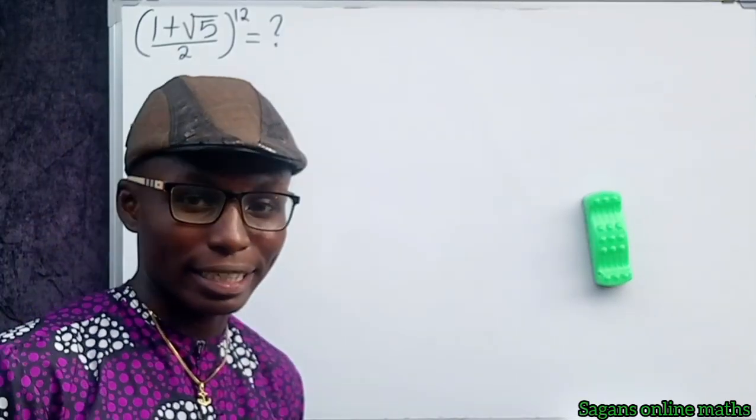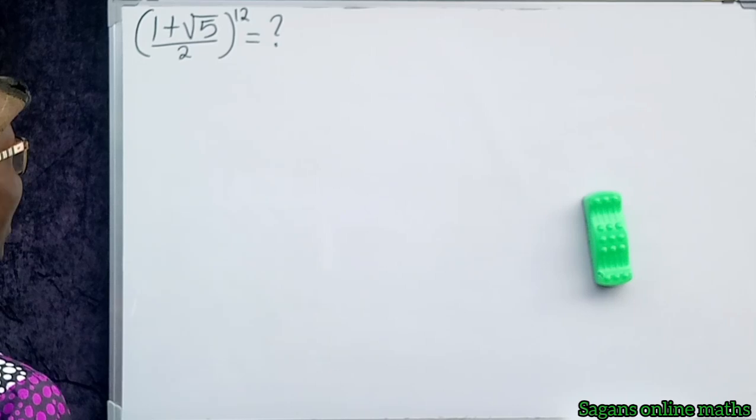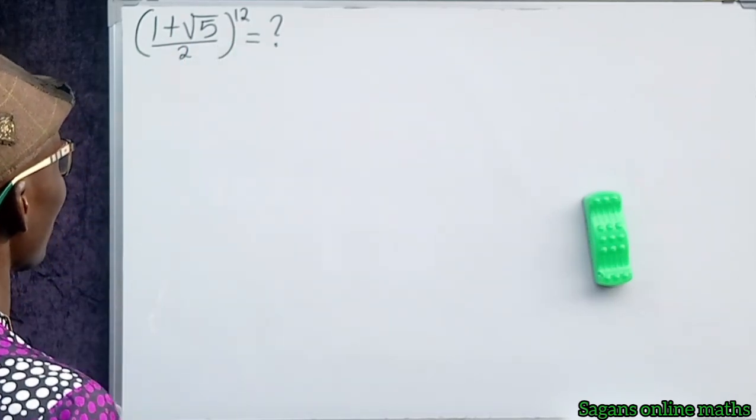We are asked to simplify this, right? Now, this is very simple. Given (1 + √5)/2 all to the power of 12, we are asked to simplify this. Now, do you know we are not wrong?